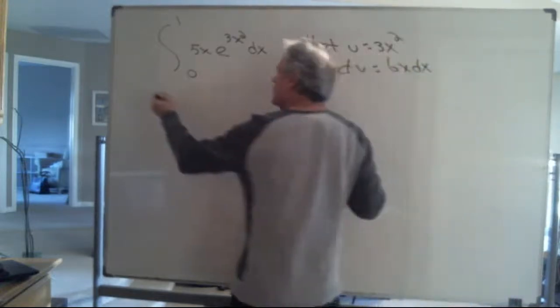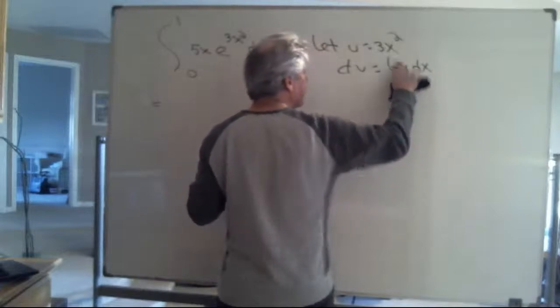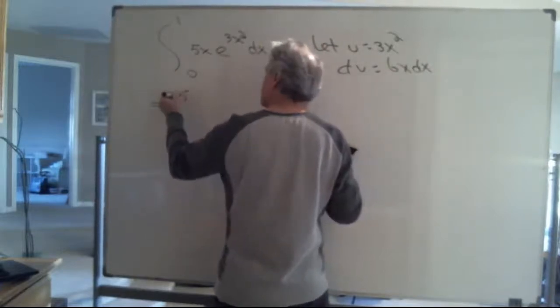So number one, pulling out the 5. Number two, replacing x dx with 1/6 du. It gives me this up front.